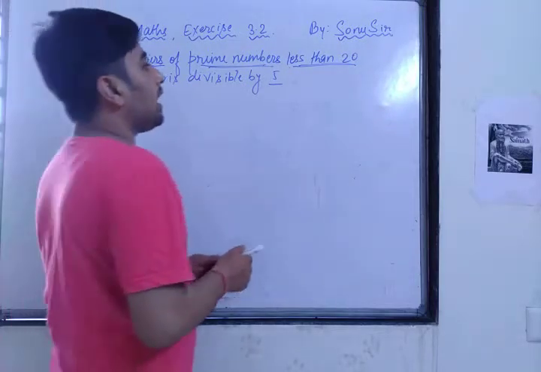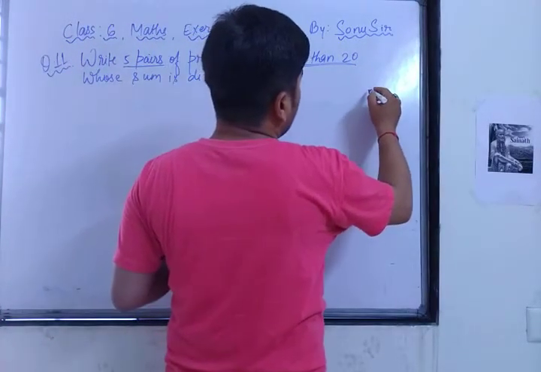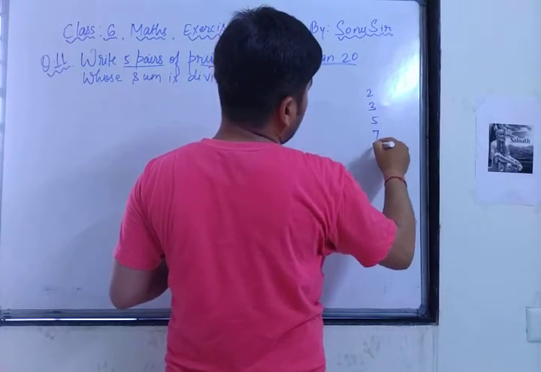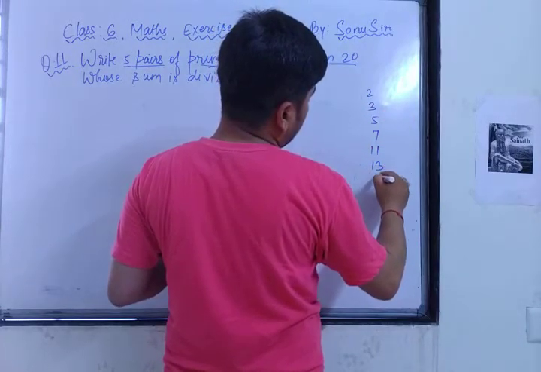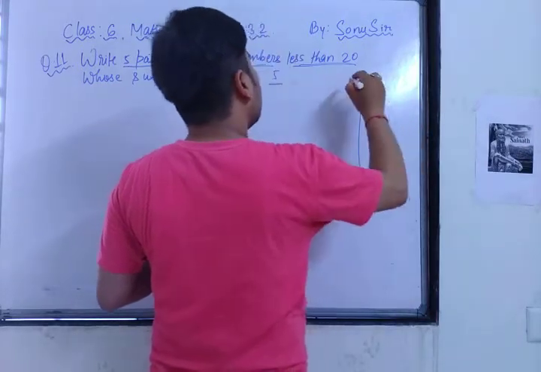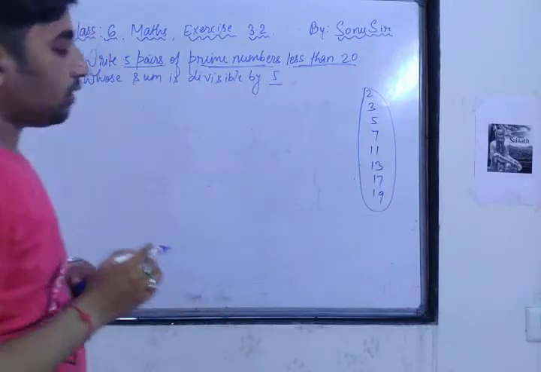First of all, tell me the prime numbers less than 20. What are the prime numbers? 2, 3, 5, 7, 11, 13, 17 and 19. These are the prime numbers less than 20.